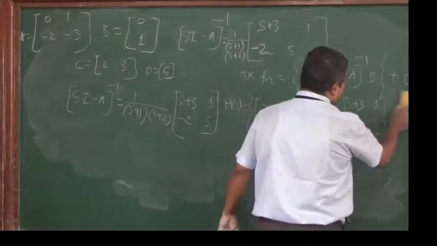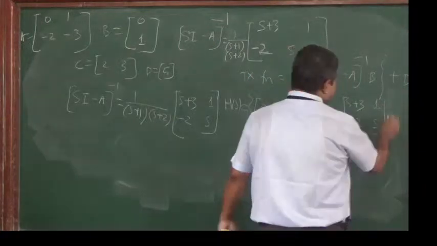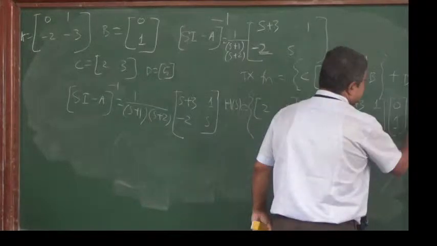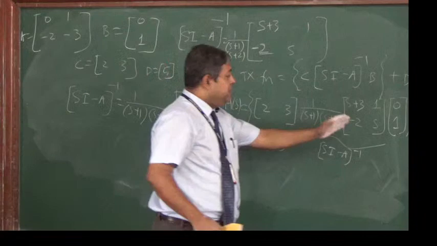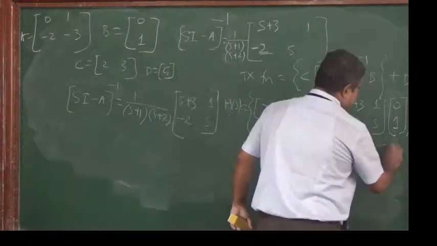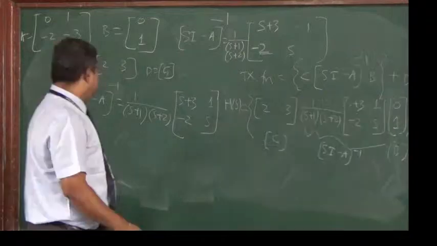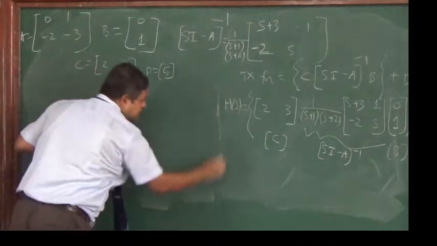I'm sorry, I forgot the B part. So what is the B matrix? B matrix is 0, 1, plus D. This is 5, like this. Okay, so this is sI minus A inverse into B plus D matrix is 5, like this. And now do the calculation, and the calculation I'll do on the left side.